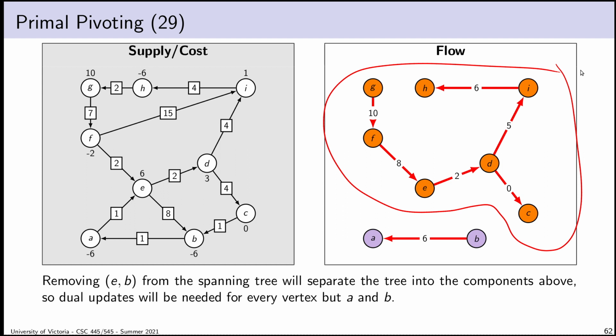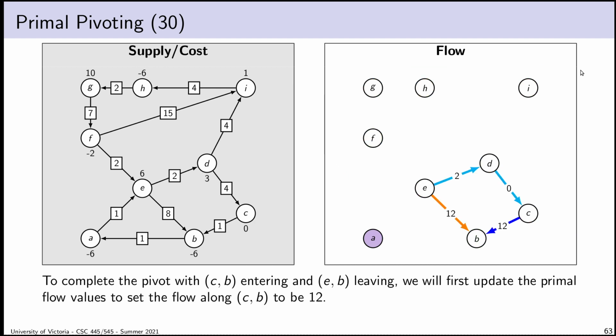It turns out the dual optimization variable for each vertex changes by exactly the same amount. So I have to recompute the dual optimization values for all of these vertices and the dual slack values for all of the arcs that are incident to these vertices. Now I want to complete the pivot. So I push 12 units along my entering arc, and then I subtract that flow from arcs in the opposite direction. So this goes to 0, this will go to 14, this will go to 12.